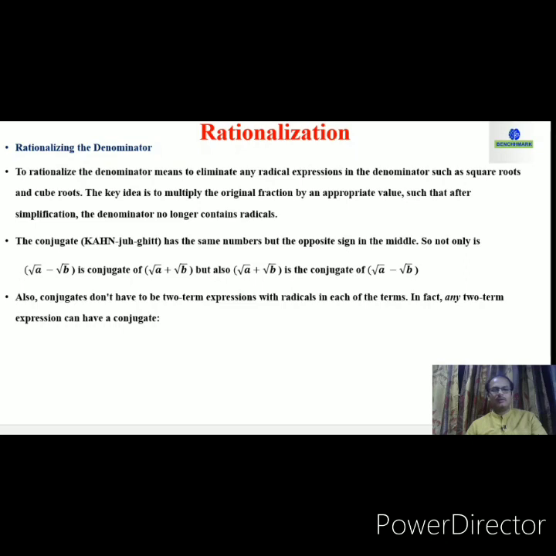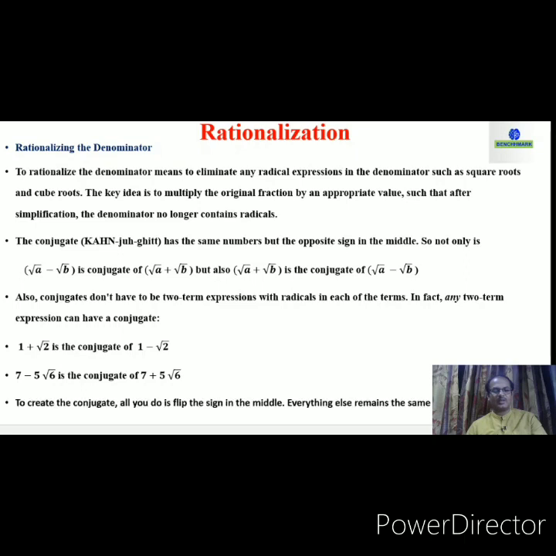Also, conjugates do not have to be two-term expressions with radicals in each of the terms. In fact, any two-term expression can have a conjugate. Let's see. 1 plus root 2 is the conjugate of 1 minus root 2. 7 minus 5 root 6 is the conjugate of 7 plus 5 root 6. To create the conjugate, simply flip the sign in the middle. Rest everything remains the same.